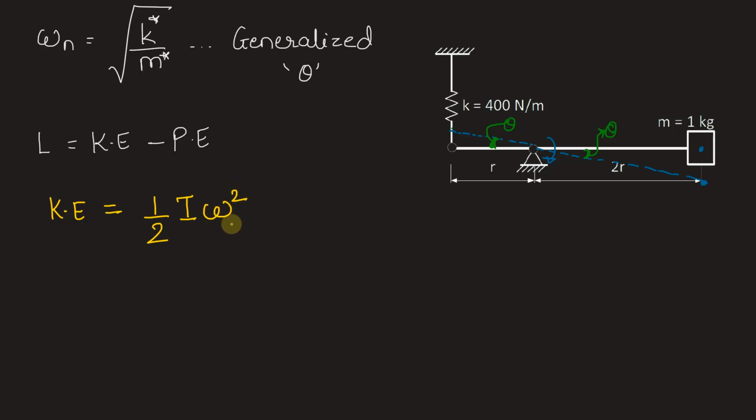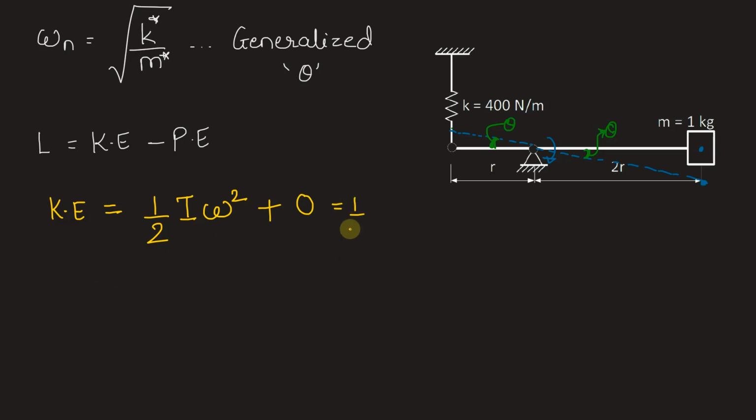This omega is the angular velocity of the rod. It's not the natural frequency of the system. This is different. Now spring doesn't have any kinetic energy, it will have the potential energy. So total kinetic energy is half I omega square plus 0. Let's write I value and see what is the kinetic energy.